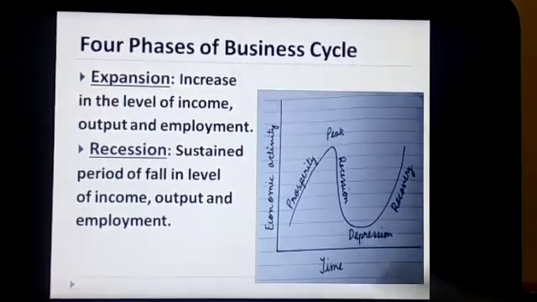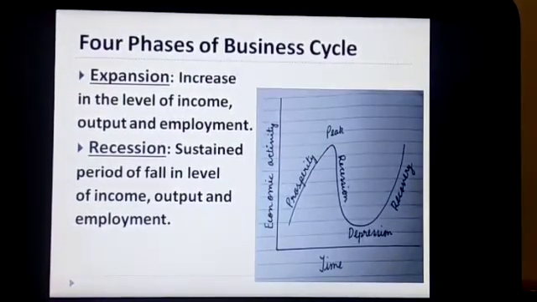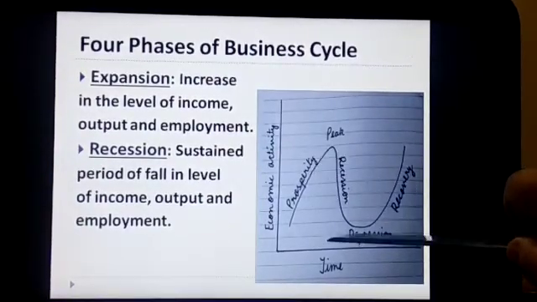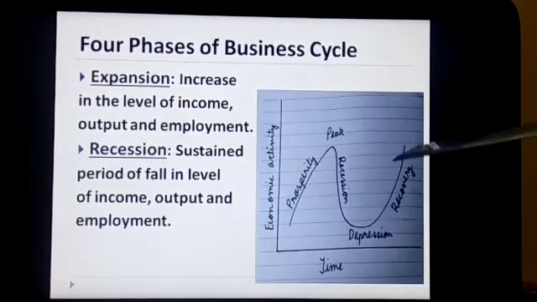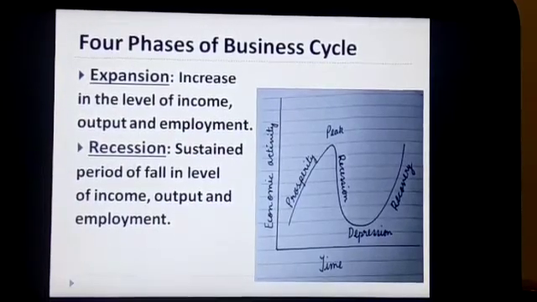This is depression. Depression is a severe recession. There is no production, no income, no employment. And after recession and depression, the economy goes into recovery. Recovery is a steady rise in income, output, and employment.